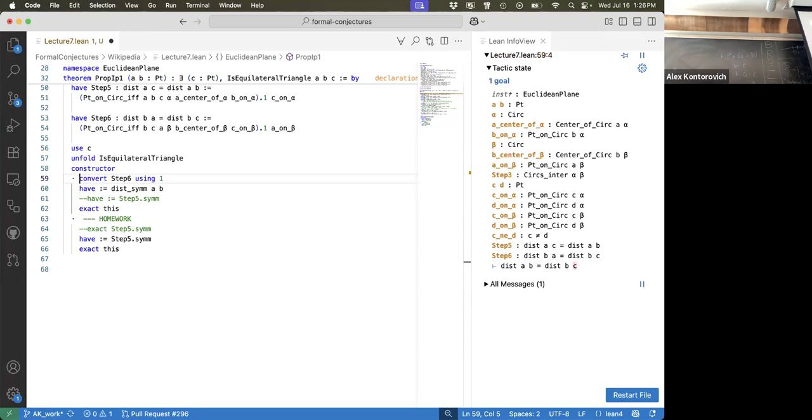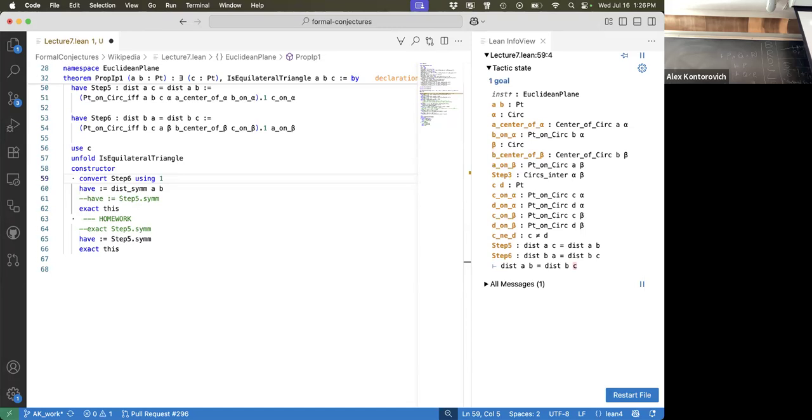Well, that's where we use convert. So we converted step 6, but if we do the full conversion of step 6, we'll say maybe A is equal to B and B is equal to A. But that's not true. A and B are two different points. What is true is that the distance from A to B is equal to the distance from B to A. So first we use convert step 6 using 1.